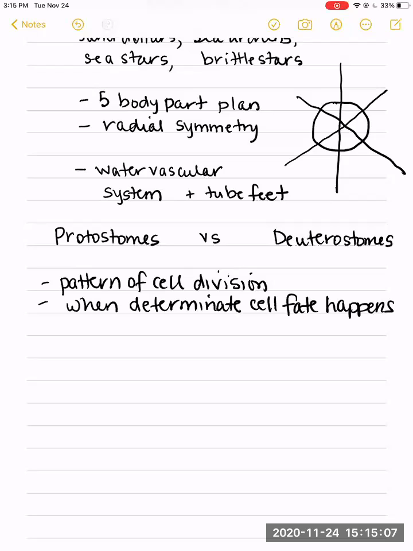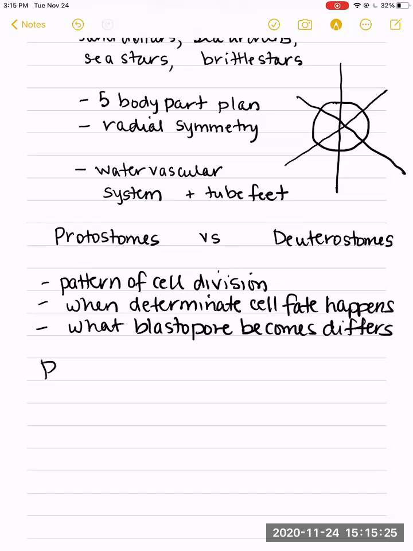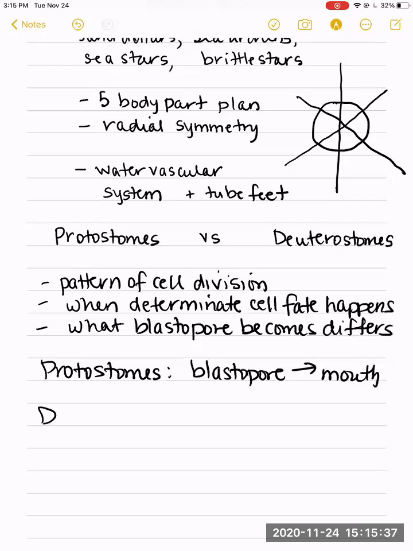And you don't need to memorize which one is which, but I do want you to know this. What the blastopore becomes differs. And in the protostomes, blastopore becomes the mouth. And in deuterostomes, the blastopore becomes the anus. And that is us. So the first opening in that blastula is the blastopore.